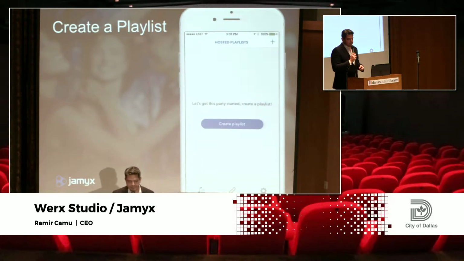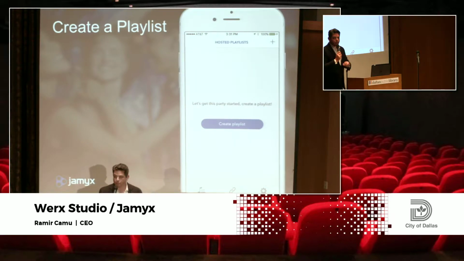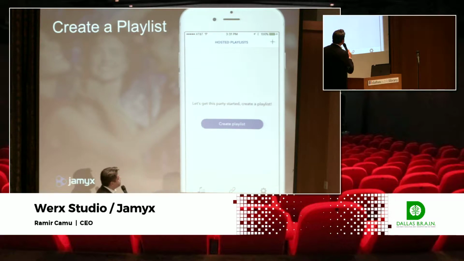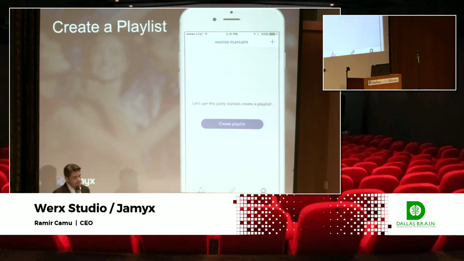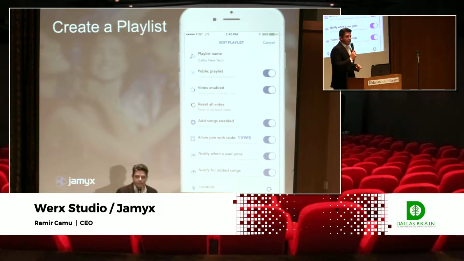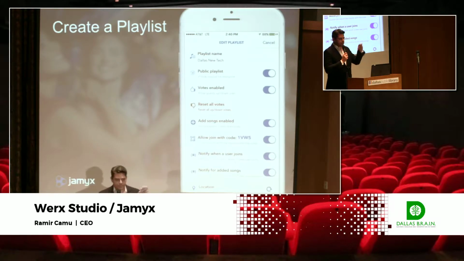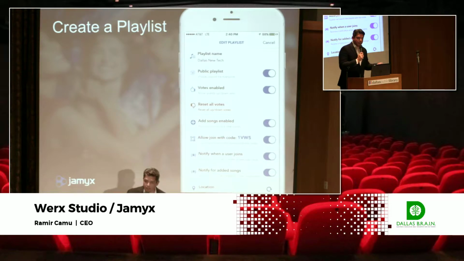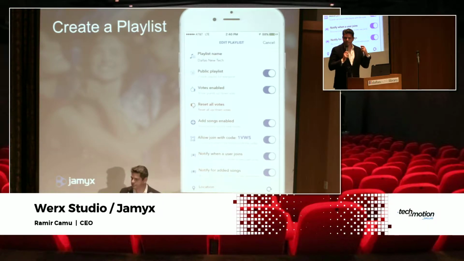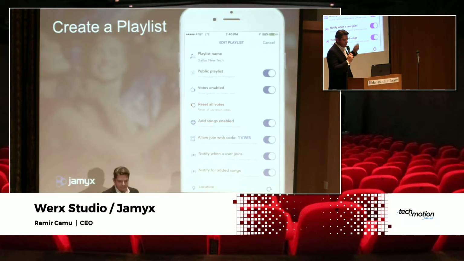Social playlists. The first thing you do is you create a playlist. You can either host a playlist or you can join a playlist. And to host a playlist, you basically sign up, download Jamyx, create your playlist, and immediately you get a little menu that allows you to set the settings for that playlist. You can call it something. So we got Dallas New Tech. That's actually a playlist that exists. So if you download it and you look for it, you'll find it.